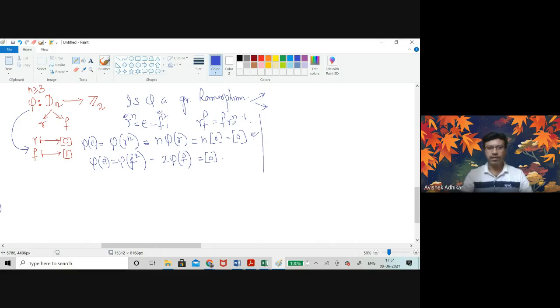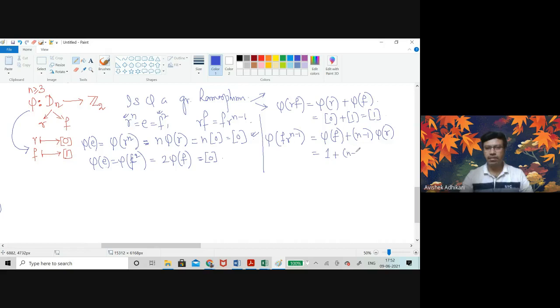Now the crucial one, what is this? So phi of rf, and if this is a homomorphism, then it must be phi of r plus phi of f. So what is phi of r? Phi of r is class 0, plus class 1, and that is class of 1. Okay, let's see what is phi of f r to the power n minus 1. If this is a homomorphism, then it must be phi of f plus n minus 1 phi of r. Okay, so what is phi of f? This is 1 plus n minus 1 into class 0, and that is also class 1.